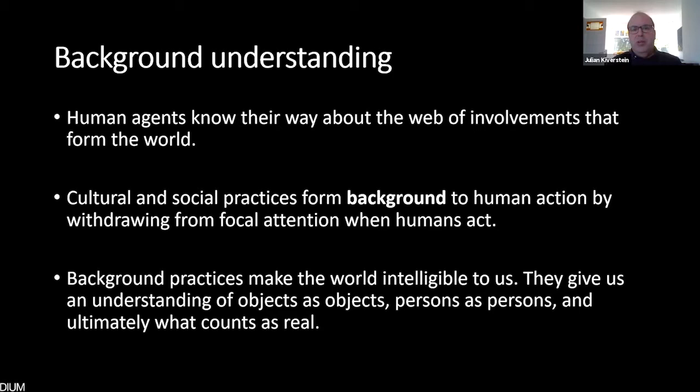So if machines could be socialized into cultural and social practices in the same way as humans are, could they also develop this kind of background understanding? Could they develop an understanding of what it is for something to count as real in the way that Heidegger was describing, and other phenomenologists, Merleau-Ponty too, in their analyses of intentionality, for example?